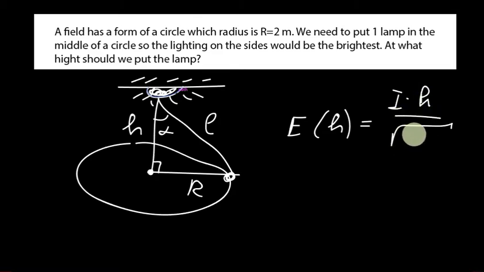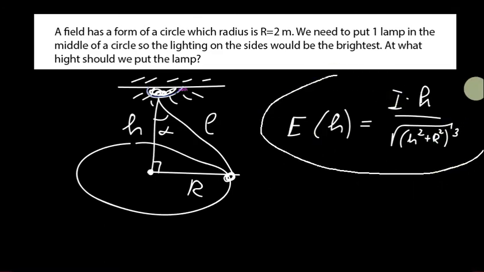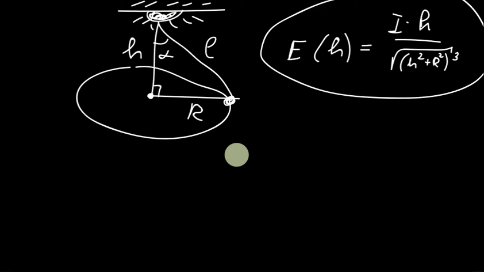This is the square root of h squared plus r squared, to the power of 3. So this is a function that determines illuminance at this point, depending on our height. We want to find the maximum of this illuminance, so we need to apply the knowledge that we got a moment ago. We need to find a derivative of it. So first step, find the derivative.